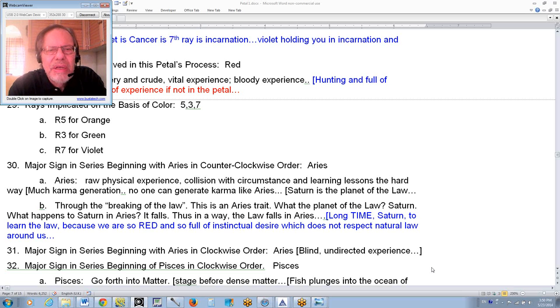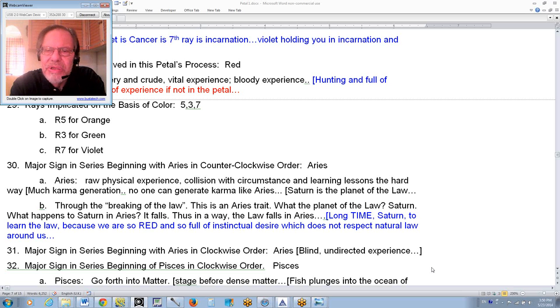So the major signs, in series, beginning with Aries in the counterclockwise order, which is the natural order of the zodiac. Aries, yes, raw, physical experience. So we begin with Aries or with Pisces at this first petal. Let's look at the rationale of each. The raw physical experience, the collision with circumstances, and learning lessons the hard way. Much karma is generated. Aries is great at generating karma. Saturn falls there. Saturn gets even, it seems, eventually. So no one can generate karma like Aries.